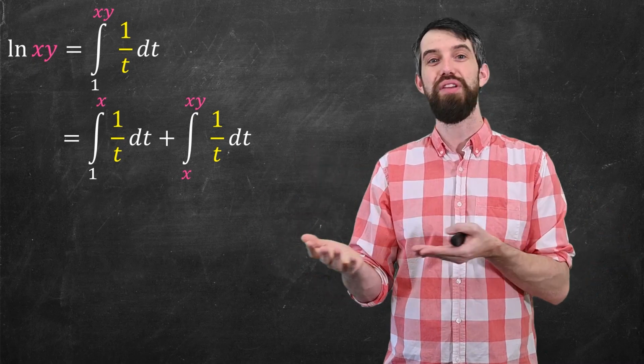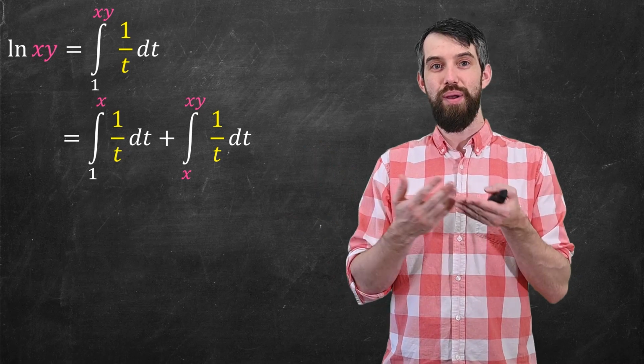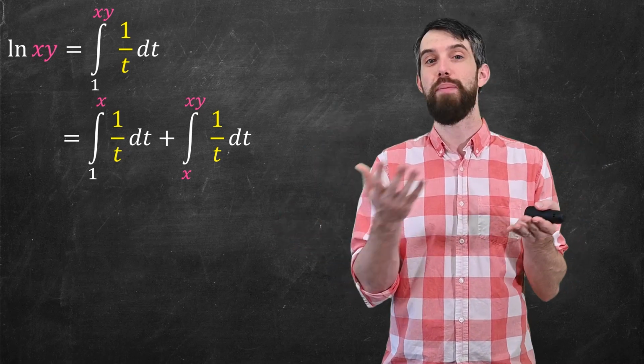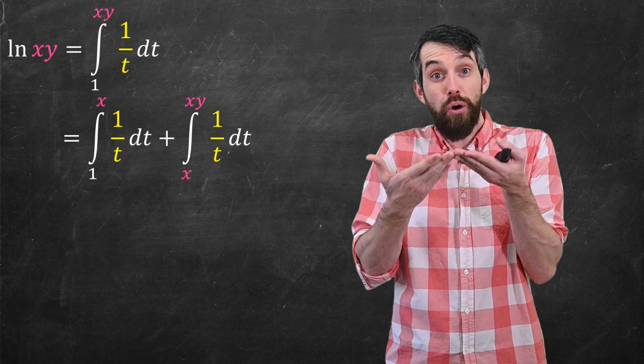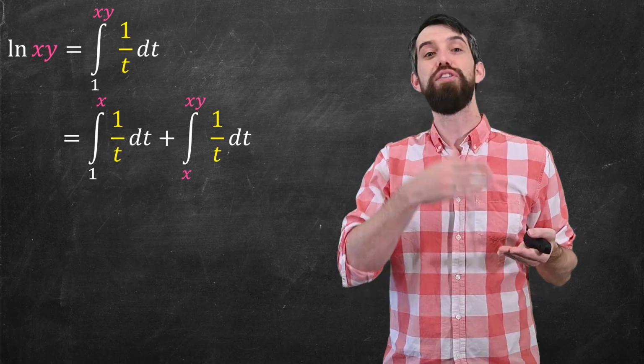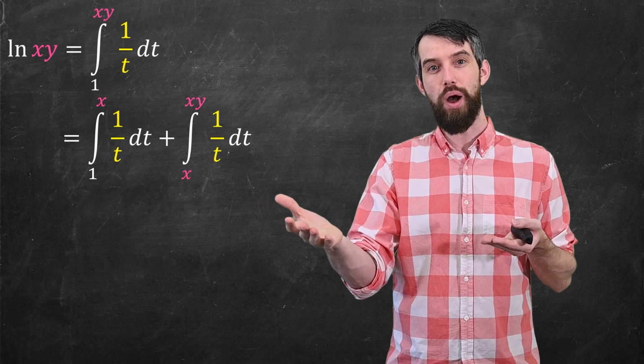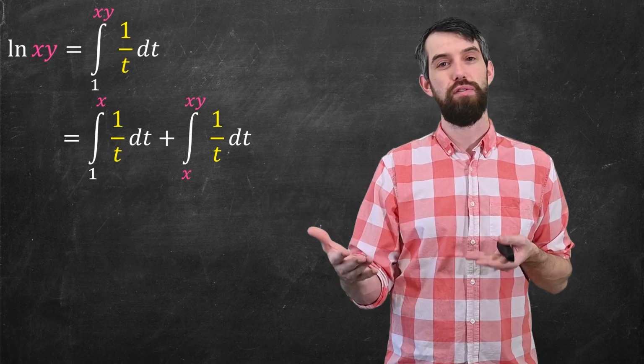We call this additivity of domain. And indeed, an integral over a larger region can be broken up as the sum of two different integrals over smaller regions as long as they meet in the middle. It's 1 to x and then x to x times y. The first of these integrals is just the definition of logarithm of x.